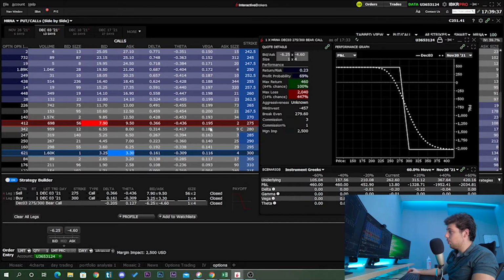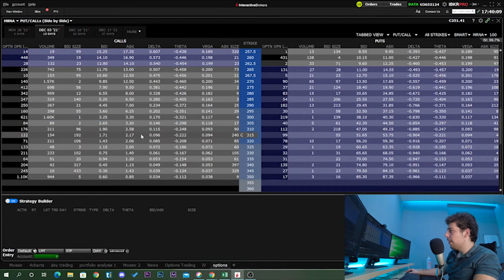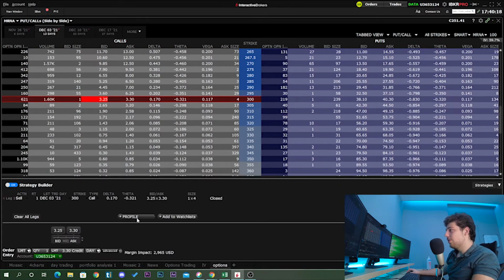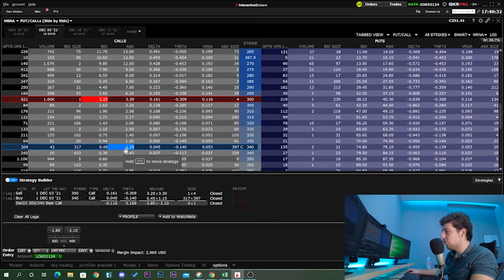For example, in this case, we're out of the money because the current price is around 260. This bear call has a 70% win rate, and my risk reward ratio is around 1/5. If we do another bear call, we go more out of the money. We can sell the $300 strike and we can buy back the 340 strike.